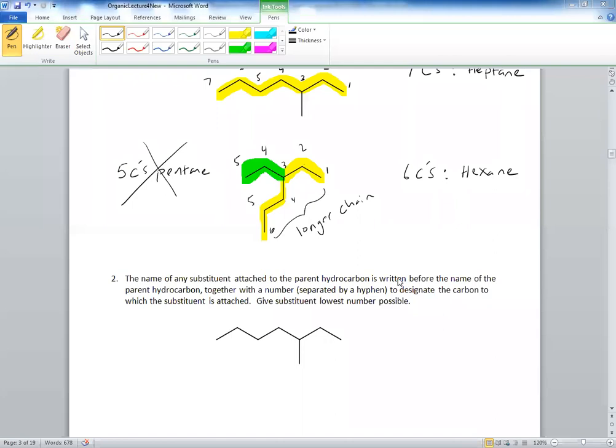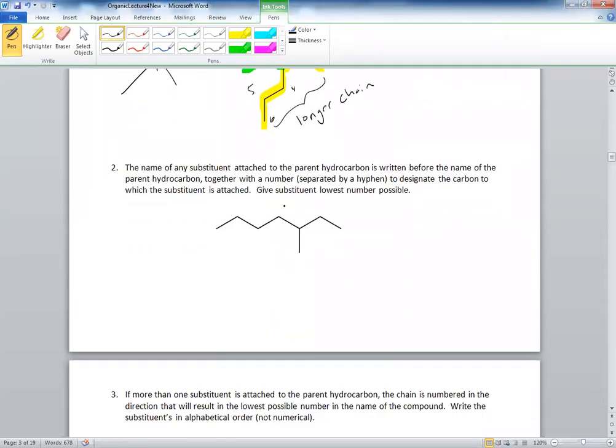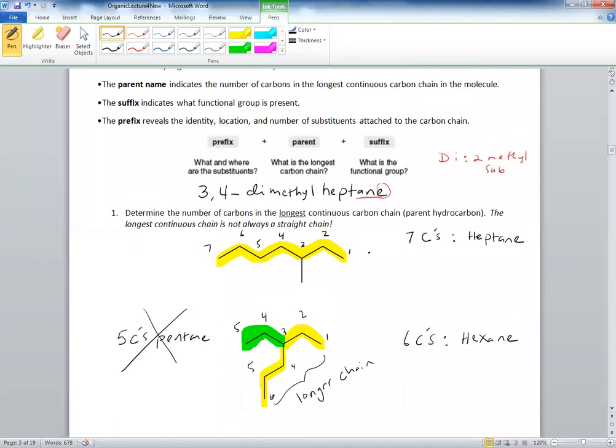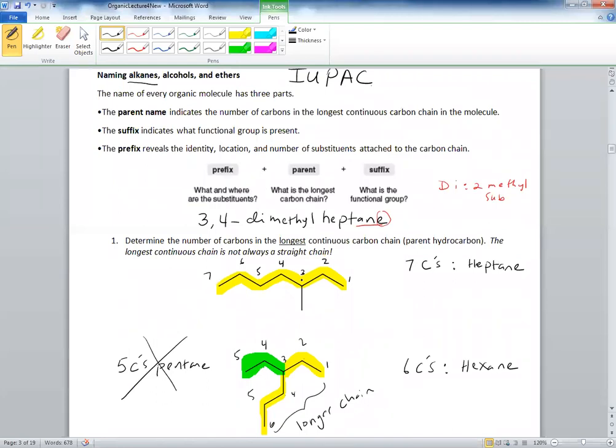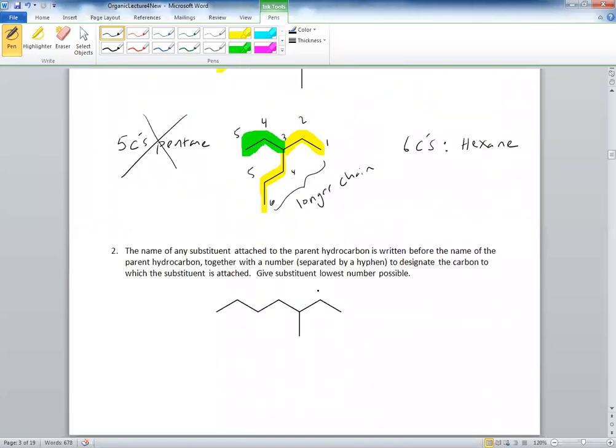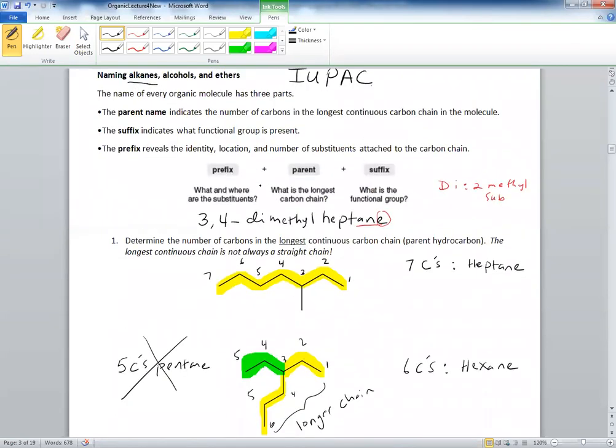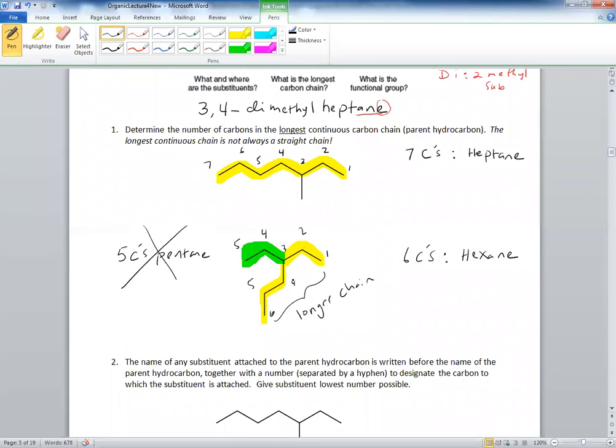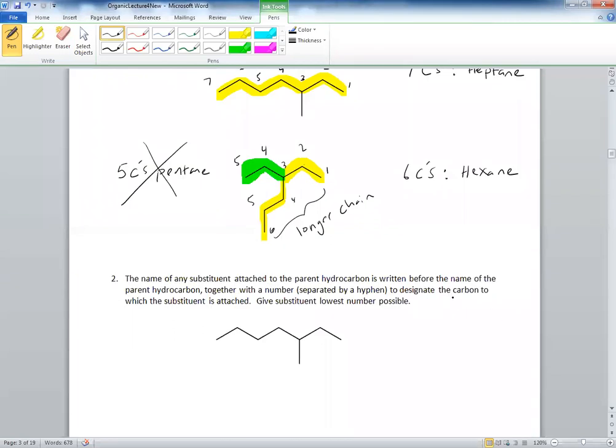The next rule. The name of any substituent attached to the parent hydrocarbon is written before the name of the parent hydrocarbon. Basically, that's your prefix. The prefix is the biggest part, pretty much. Together with a number separated by a hyphen. As you see here, I had a hyphen to designate the carbon to which the substituent is attached. Give the substituent the lowest number possible.